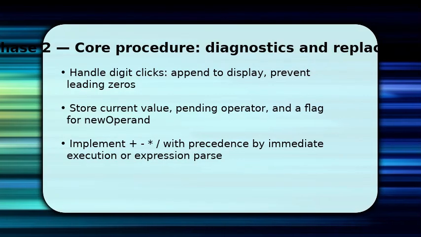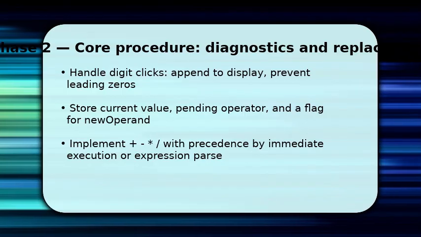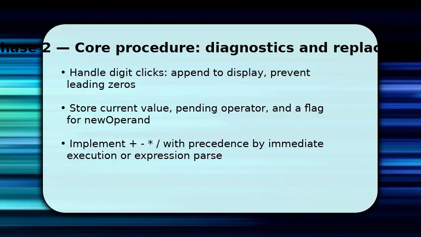Now implement how input and operations interact. When a digit is clicked, append it to the display, but prevent meaningless leading zeros. You maintain 3 key variables: current value, pending operator, and new operand flag. This lets you decide whether to replace or append the display.